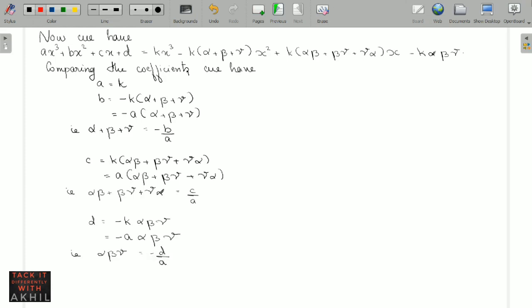So let me write them together. So first we have alpha plus beta plus gamma equal to minus b by a. Alpha beta plus beta gamma plus gamma alpha equal to c by a. And alpha beta gamma equal to minus d by a.